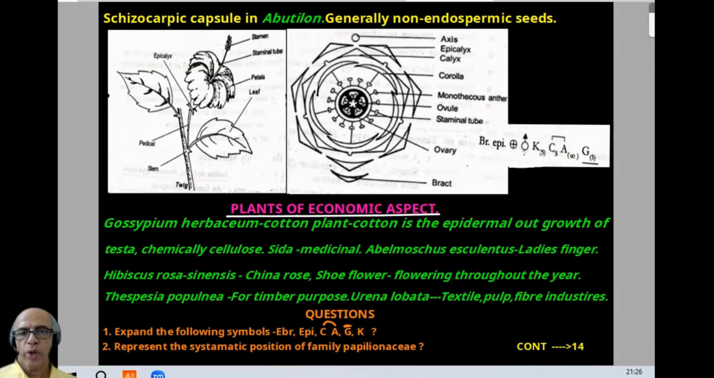Now, plants of economic aspect. That is Gossypium herbaceum, the cotton plant, genus Gossypium. That is why this family is called the cotton family, mallow family. Cotton is the epidermal outgrowth of the testa, chemically cellulose. Sida is a medicinal plant.